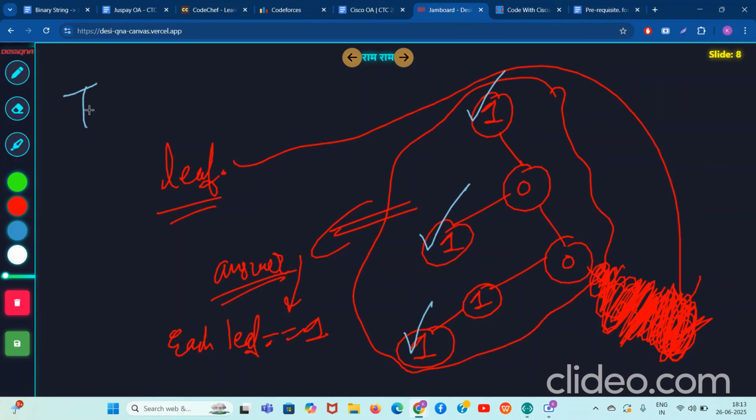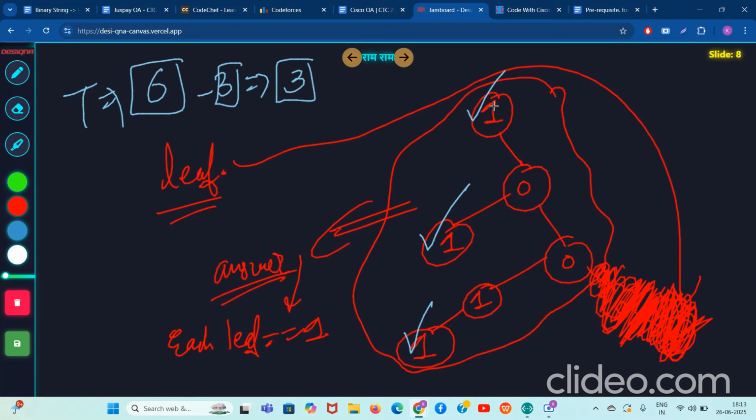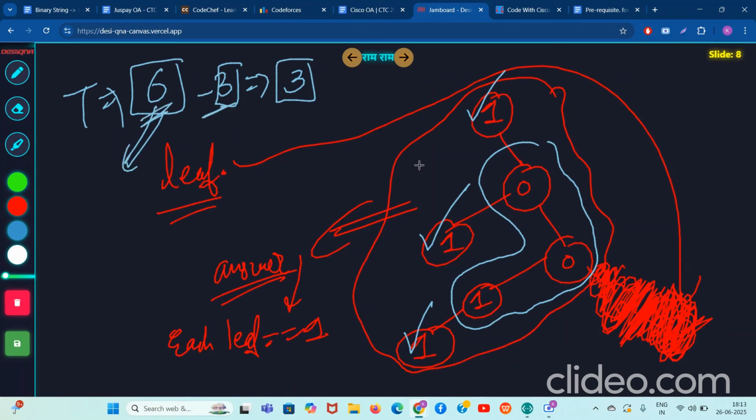So total how many nodes are there? 1, 2, 3, 4, 5, 6. 6 nodes are there. How many leaves are there? 3 leaves are there. So subtract the 3 leaves. 3 nodes you need to visit. Basically, apart from these leaves, you need to visit these 3 nodes, na? So the total number of nodes in the remaining tree minus the number of leaves with value 1 in the remaining tree is the answer. 3 nodes you need to visit.